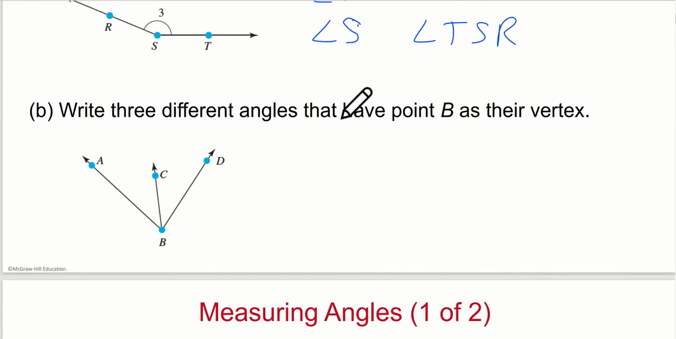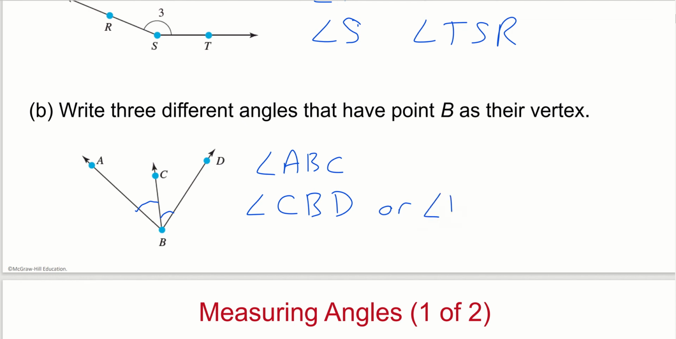In part B, we want to write three different angles that have point B as their vertex. One such angle here would be angle ABC. We have yet another angle here. I could label this CBD, or you could even say DBC. That's the same angle. And then we have yet another one. I could label this angle ABD. So these would all be three angles that have B as the vertex.